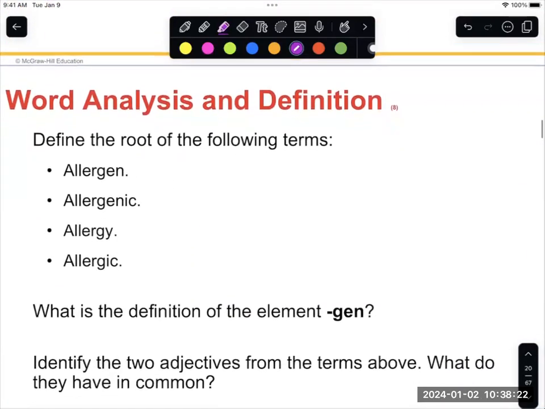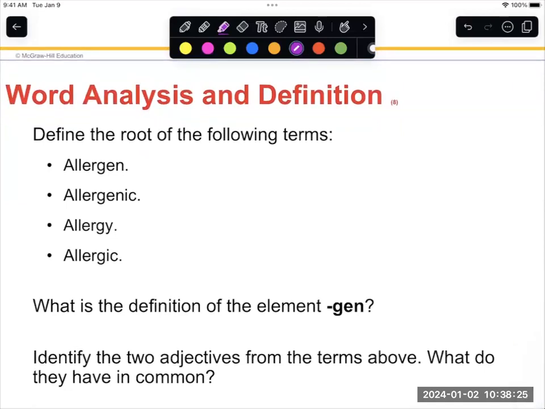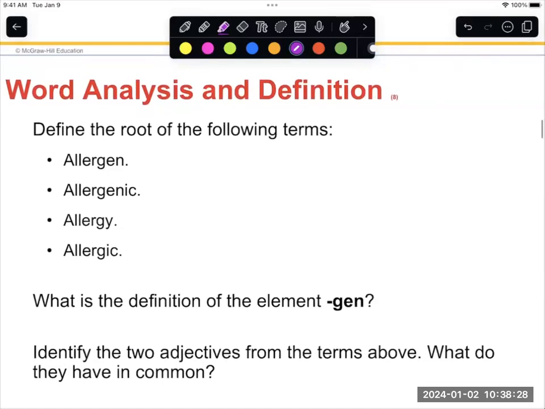So we had mentioned some of these words. The root all means strange or other. And the root erg means work.